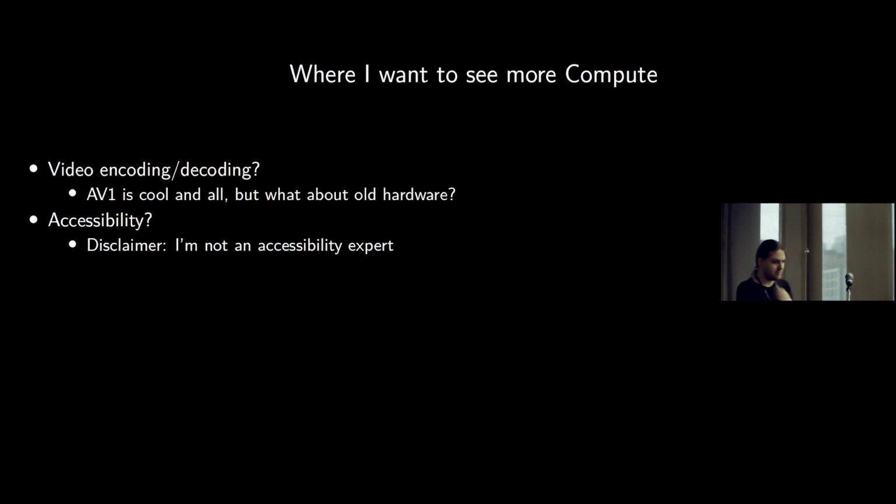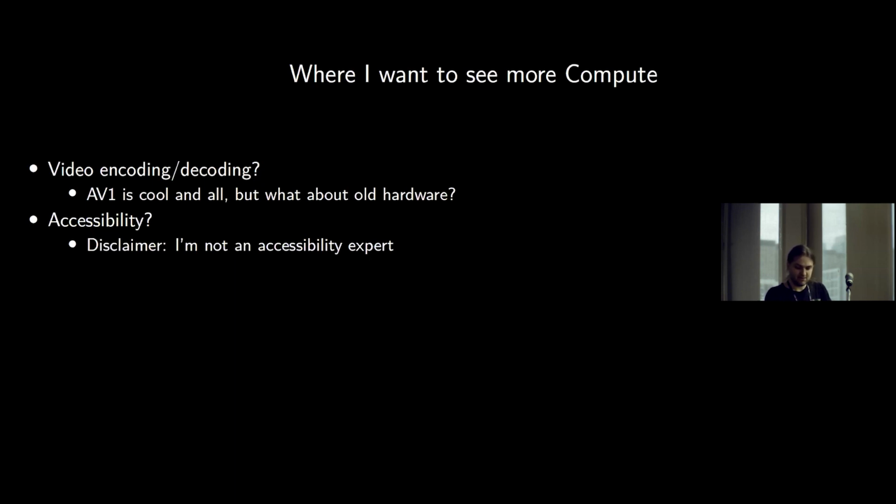And I also have some thoughts on where I would like to see more compute happening in the desktop. Video encoding and decoding is something which I was thinking about a lot. There's always this new video codec, which everybody thinks is cool and should be used. But this also means that old hardware not supporting it usually has to fall back to some CPU-based implementation, and those are pretty slow and drain your battery pretty quickly, or your laptop is running pretty hot and stuff like this. So this would be really cool to see.